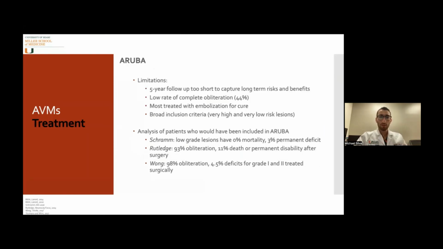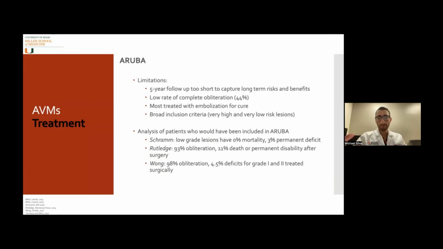A whole host of limitations to the trial, and the reason why it's so controversial. One thing is the fact that the study had a 5-year follow-up, and the thought is that this is too short to capture the long-term risks and benefits of intervening for an AVM. By doing surgery, by treating an AVM, you're assuming all that risk now at this particular moment, with the goal of decreasing the risk of hemorrhage over the lifetime of the patient. It's hard to truly capture that benefit if you're just looking at a 5-year follow-up.